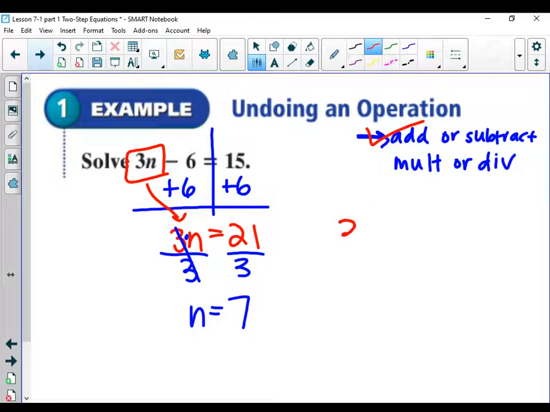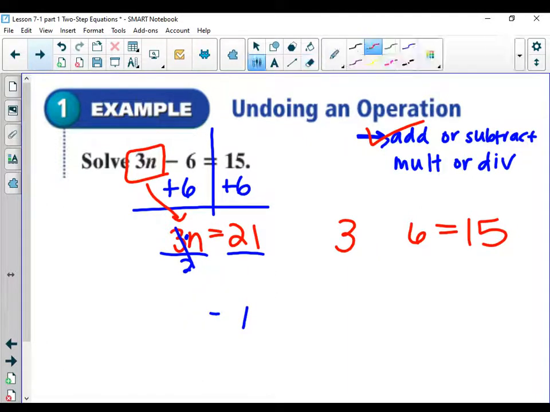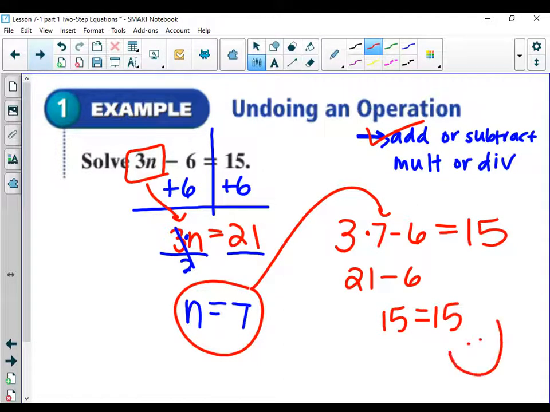Of course, I should always check to make sure my answer makes sense. It used to say 3n minus 6. Now it says, whoops, 3 times 7 minus 6. 21 minus 6. Yay, it worked out.